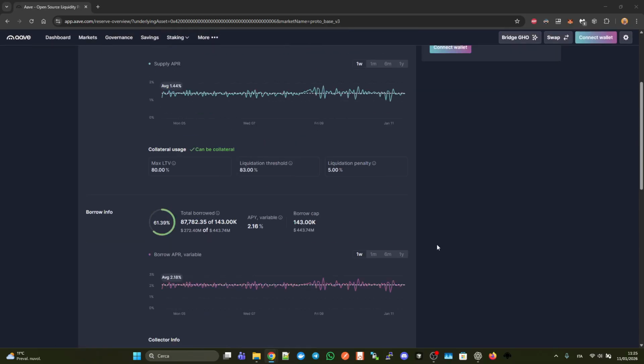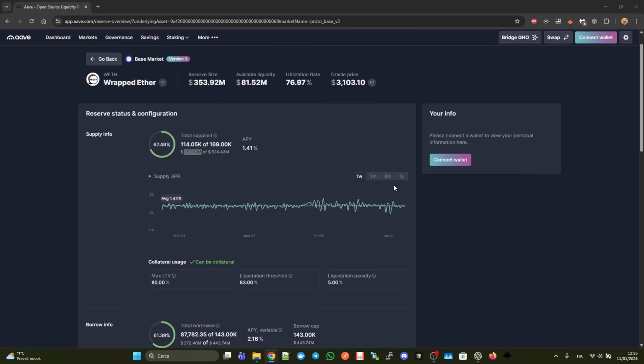Another metric that we need to talk about is here. As you can see, this is the cap. This is in token value, Ether value, and this is in dollar value. This is the maximum amount of tokens that it is possible to deposit.